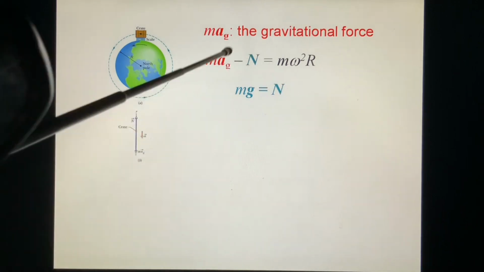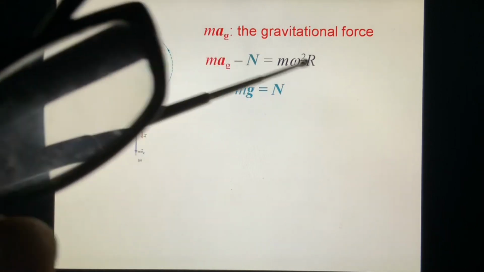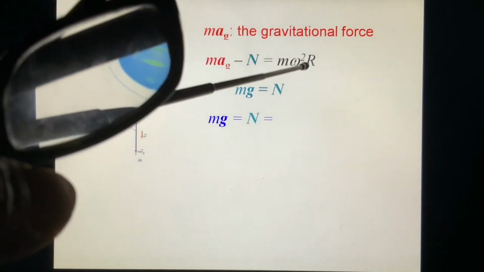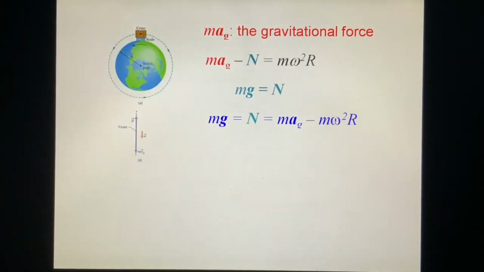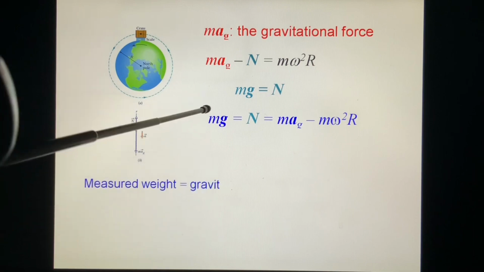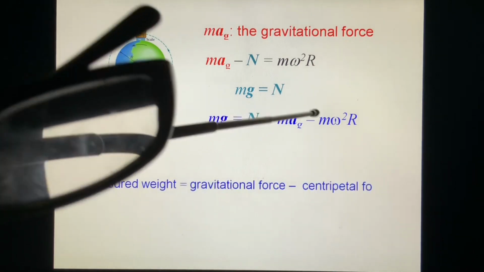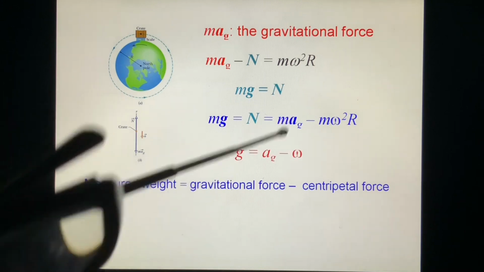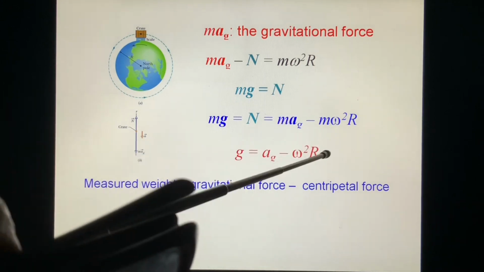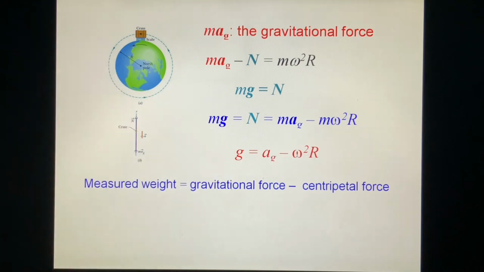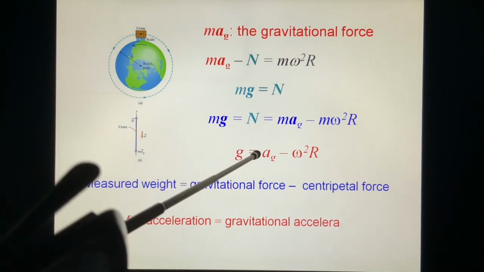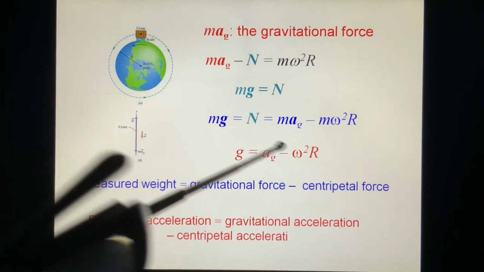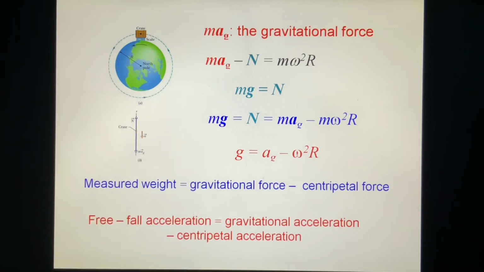So that's why we have mg equal to m a_g minus m omega squared r. That means the measured weight equals the gravitational force minus the centripetal force. If you take the m off, you have g equal to a_g minus omega squared r. This is the centripetal acceleration. So we have the free fall acceleration equal to the gravitational acceleration minus the centripetal acceleration.